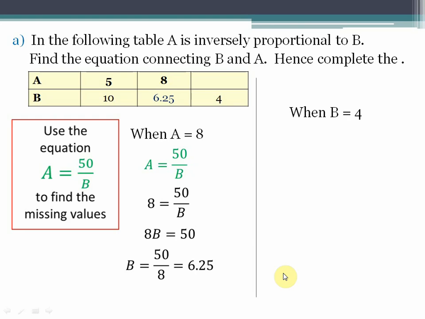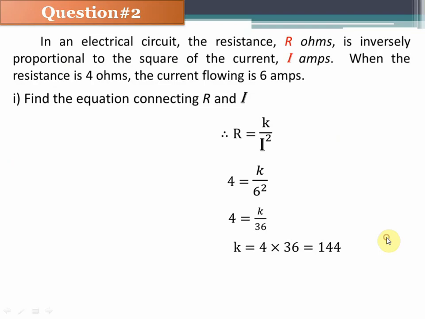Now move on to find the value of a. When the value of b equals 4, just simply write the equation again and substitute the value of b in this equation, so you get the value of a. Now write the value of a in the blank box, which is the unknown. Next, move on to question number 2.